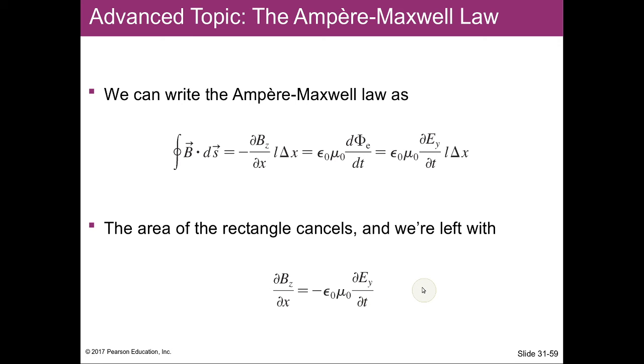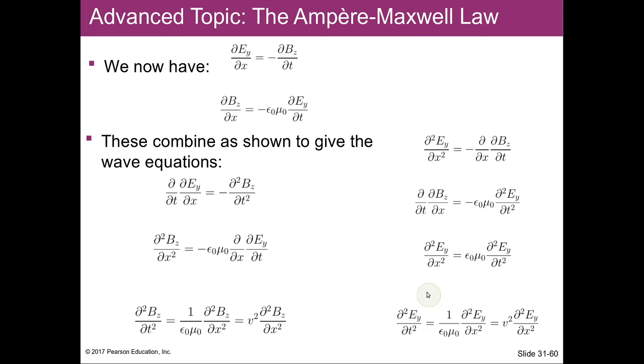Alright, so now let's put it all together. Let me put those two equations, the one I just had on the previous slide and the one I had a couple of moments ago from Faraday's law. These are our two equations. So how can we combine these? They look complicated, right? We have two equations for two different quantities, electric and magnetic field, and there are time and position derivatives and so on.